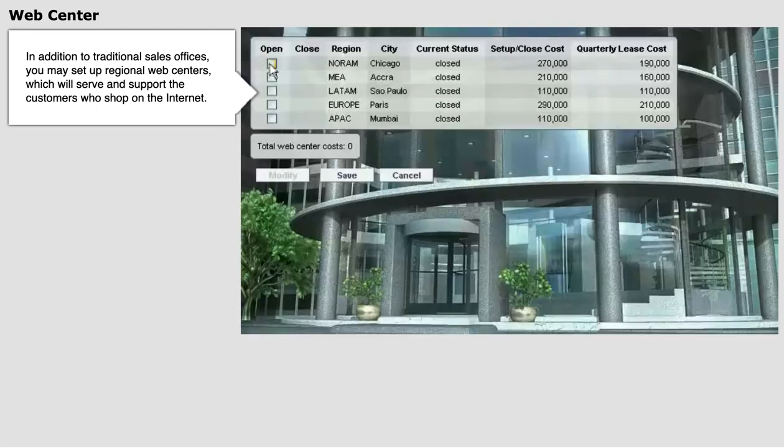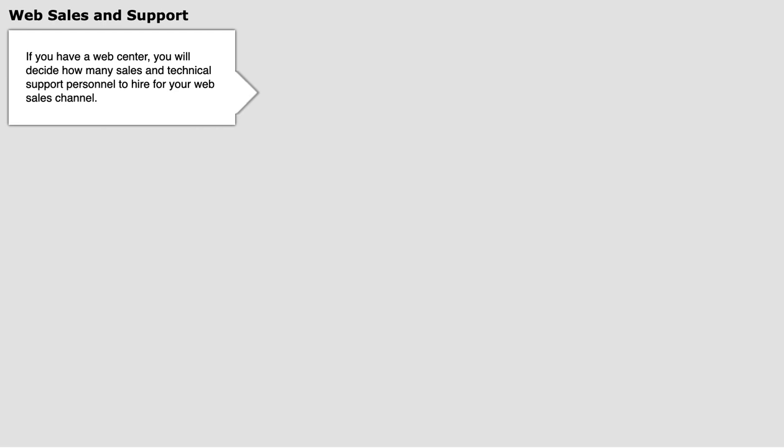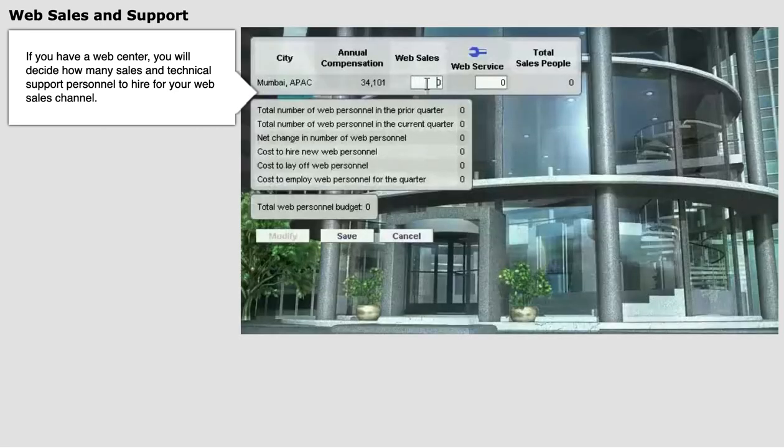In addition to traditional sales offices, you may set up regional web centers, which will serve and support the customers who shop on the Internet. If you have a web center, you will decide how many sales and technical support personnel to hire for your web sales channel.